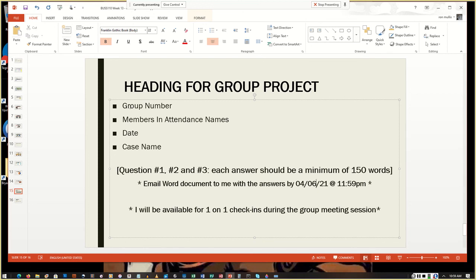Just make sure that you're including the correct heading for the project. A couple of groups have not been putting the correct heading, so they've been losing points. Make sure you use the correct heading. Also, during your group meeting sessions, if you get done sooner and you want to have a one-on-one check-in, or if you provide feedback before the class session's over, I'll be available for one-on-one check-ins if you want.